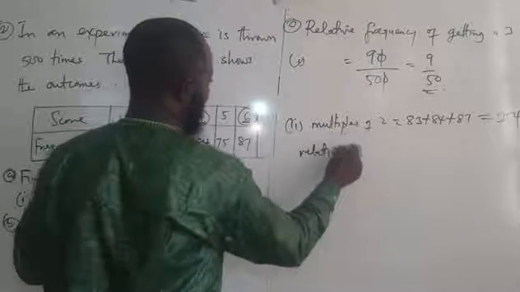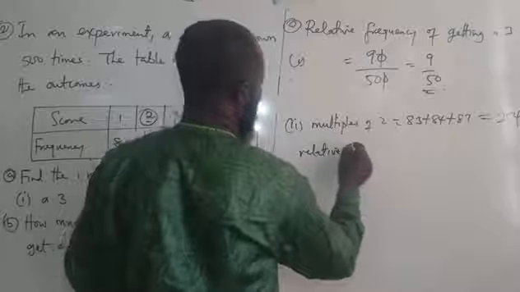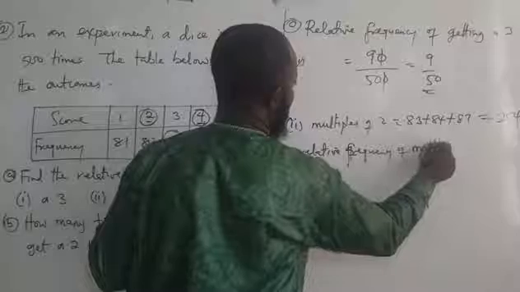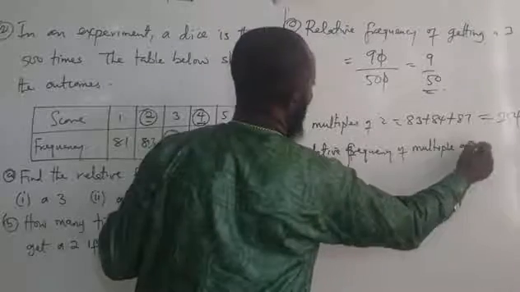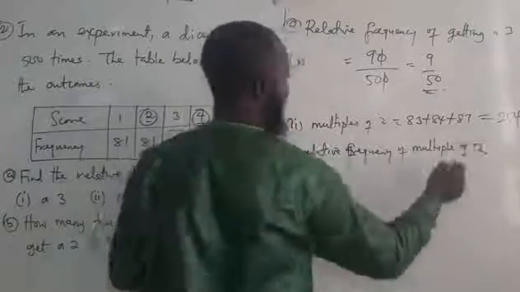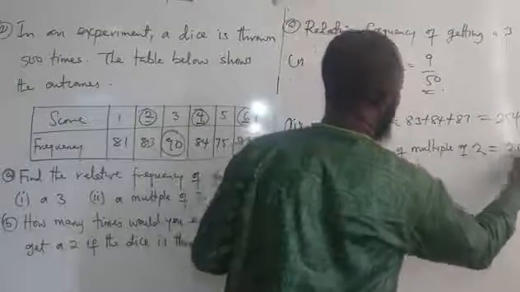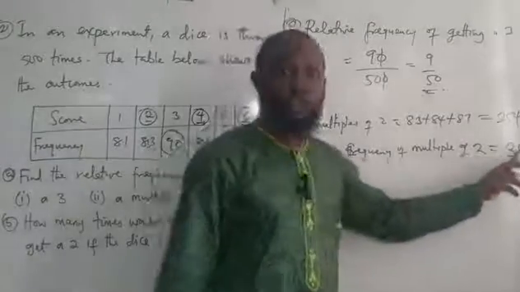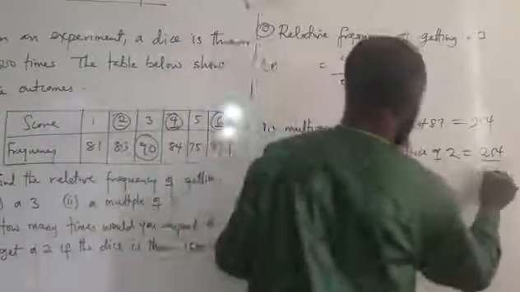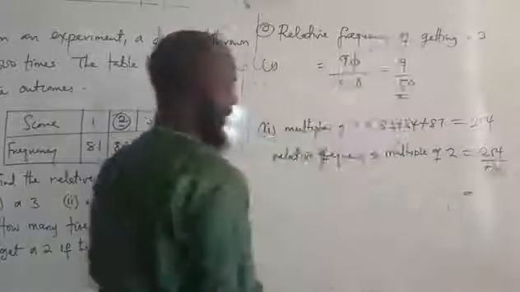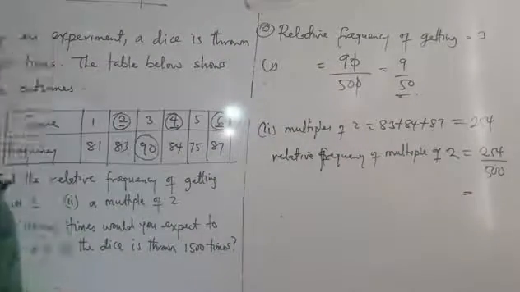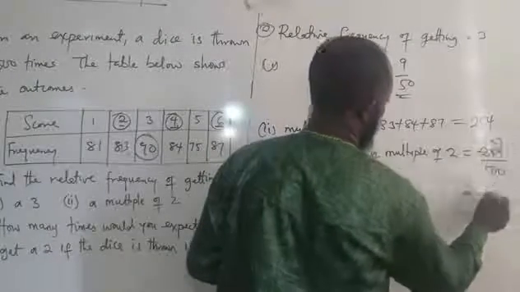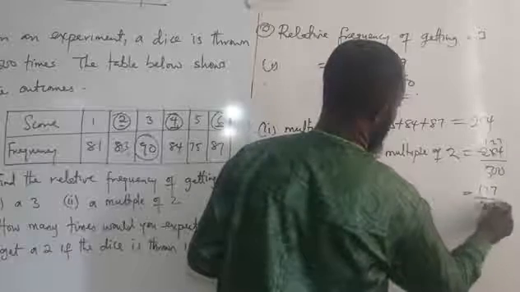So the relative frequency of a multiple of 2 will then be equal to 254. It is thrown how many times? That is, the number of successful outcomes of the event, which is 254, divided by what? 500. So we can reduce it to its lowest terms. That would be 127 all over what? 250.